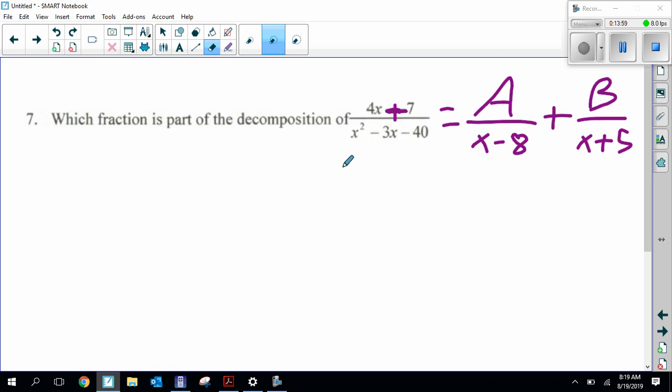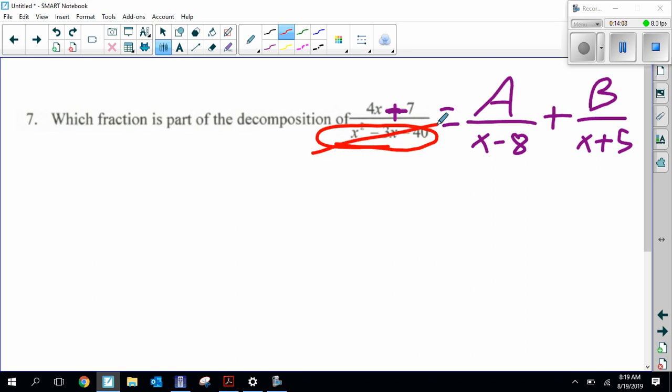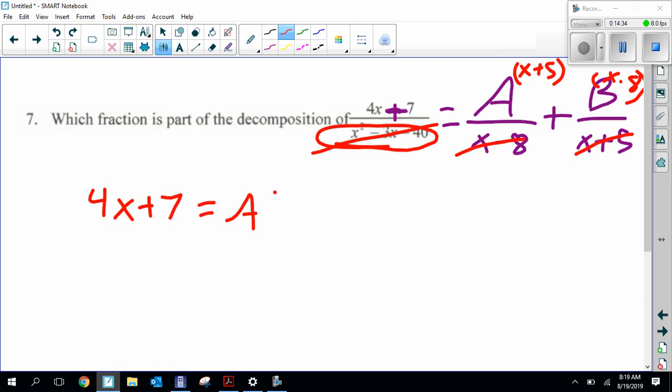Now we want to clear out fractions. So we're going to multiply everything by the common denominator. So that's canceled. The x minus 8 will cancel, and this just needs to be multiplied by x plus 5, which will remain. And then vice versa over here. x plus 5 is going to cancel, and this will get multiplied by x minus 8. We've got 4x plus 7 equals a times (x plus 5) plus b times (x minus 8).